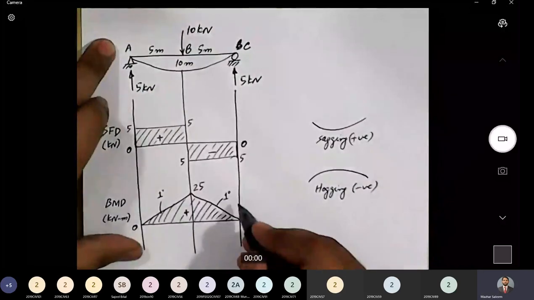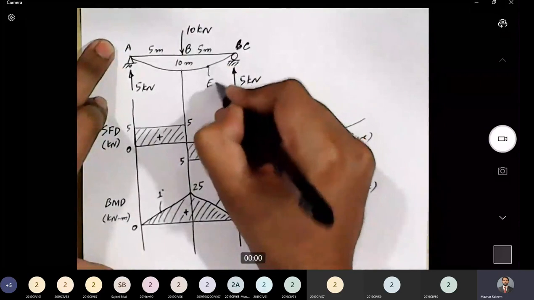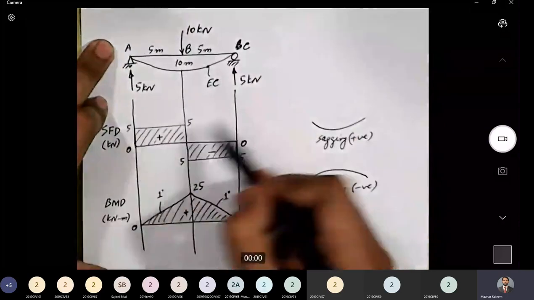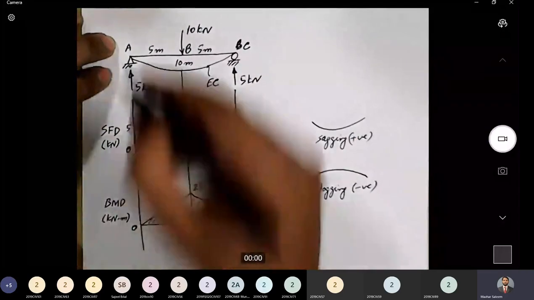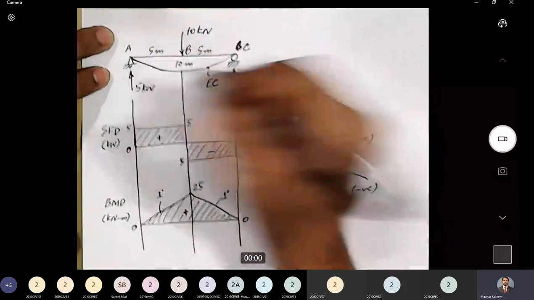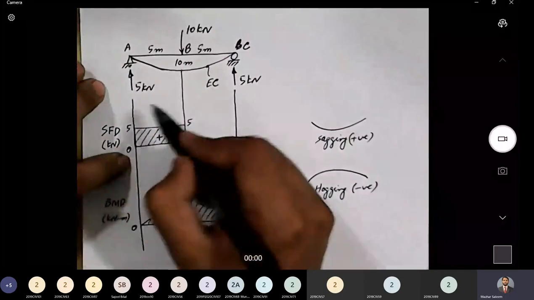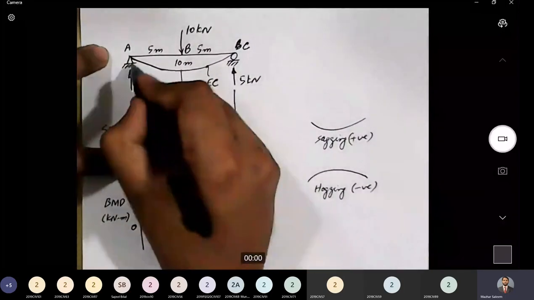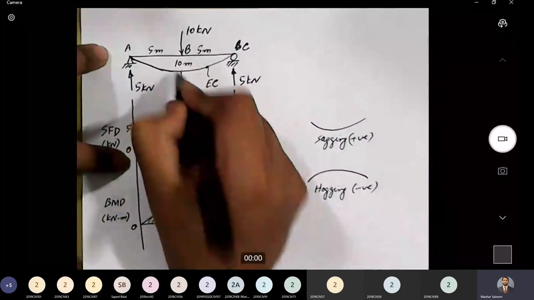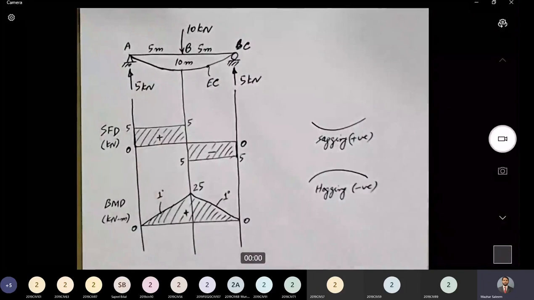The elastic curve of the beam will be somewhat like this. This is the elastic curve, a smooth curve showing the deformed shape. Okay. So this is not actually a straight line. This is a curve. Sorry for the bad drawing. But this is a very smooth curve representing the elastic curve of this beam. So this completes the solution of our first problem.